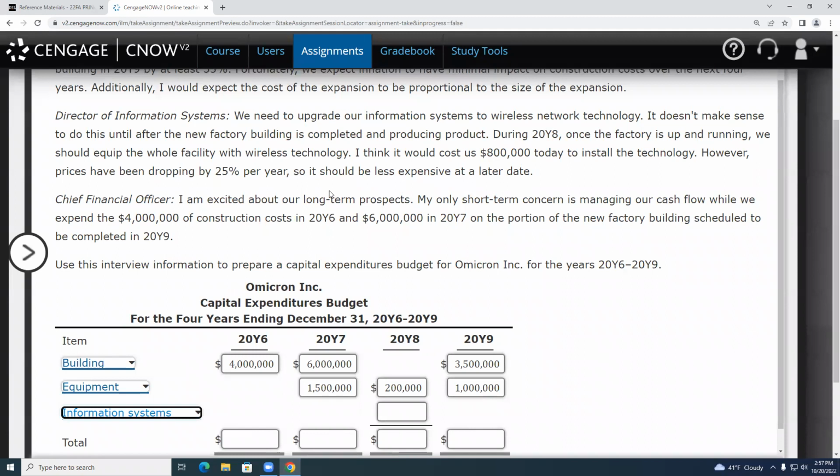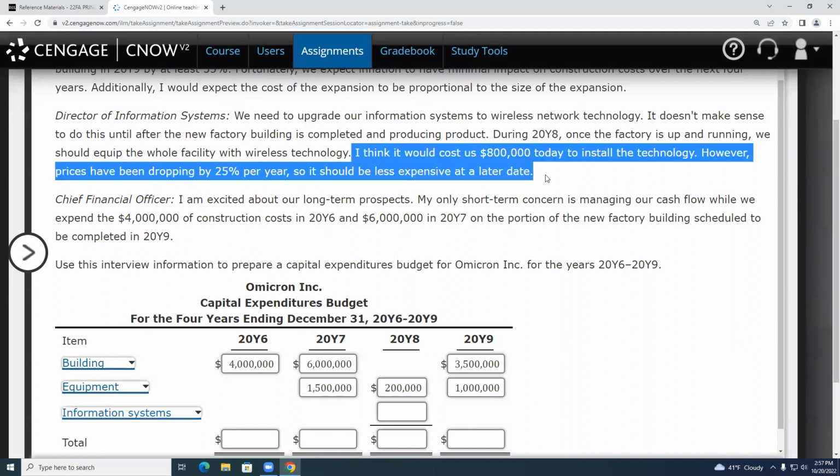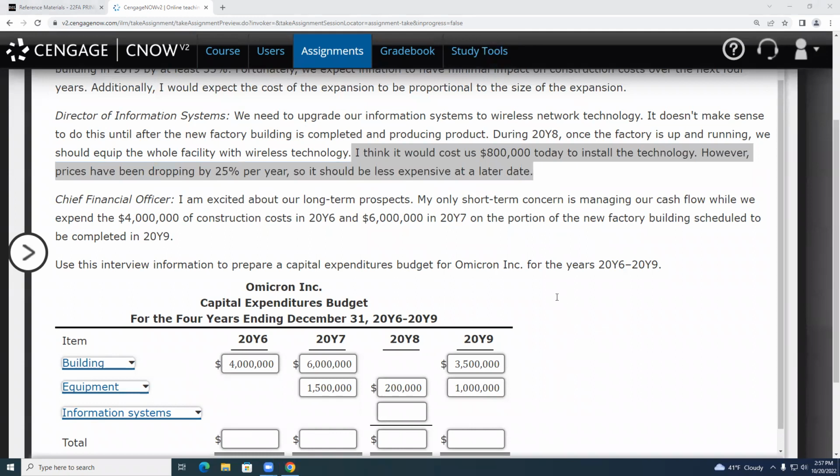And this is a little bit more math than what you might be anticipating. So the information systems would cost $800,000 today, but the price is falling by 25% a year. So next year, how much would it cost? 75% of what it would cost this year. Price falling by 25%. So if we bought it next year, we would expect to pay $600,000.